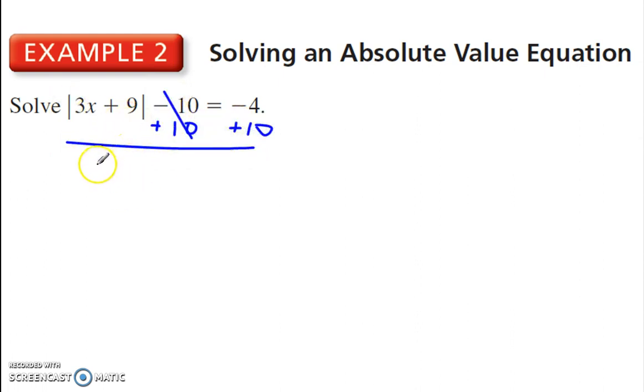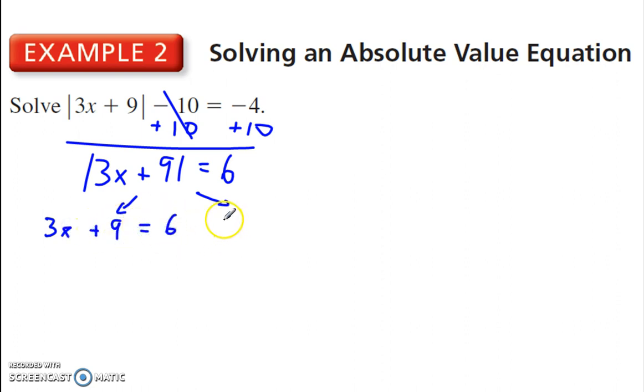This cancels out. Now we get the absolute value of 3x plus 9 is 6. Okay, initially it said negative 4. That's not possible, but once we added the 10, now we have 6. So the absolute value can be positive. So now we have to solve two cases. Either we have 3x plus 9 is positive 6, or we have 3x plus 9 equals negative 6.